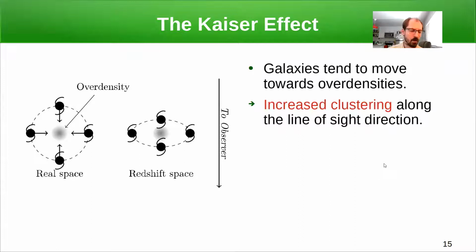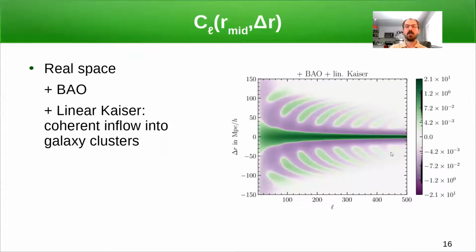In our spherical harmonic space, this looks in the following way. If you think of the typical galaxy to be near the center of an overdensity, then galaxies move towards that. And so we have this depletion of power, this anti-correlation, just a little bit away from the diagonal, so delta R not equal to 0, and an enhancement of the correlation when delta R equals 0, so when galaxies are close together.